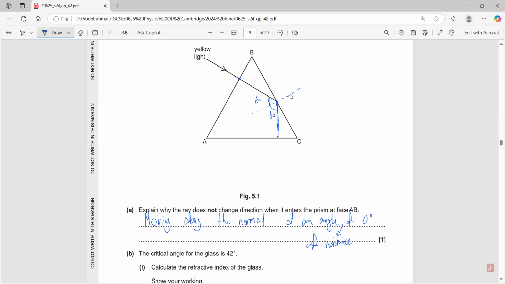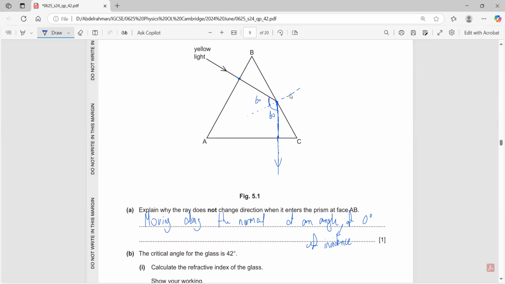As it moves to side AC, what is the angle of incidence at this point? If you draw the normal, you'd find the normal moving along this ray, meaning that the angle of incidence is 0. Therefore, the ray would continue in a straight line. Why? Because the angle of incidence is 0.